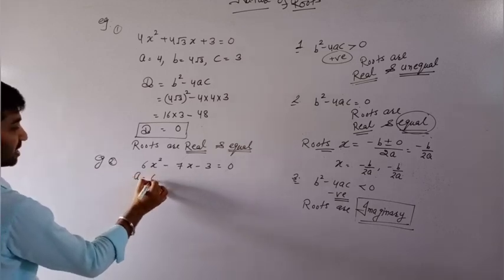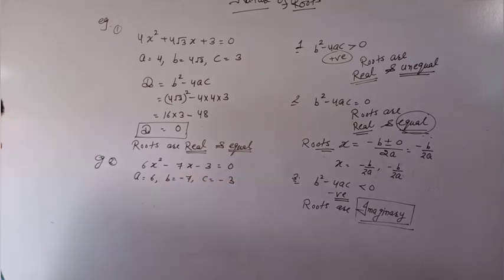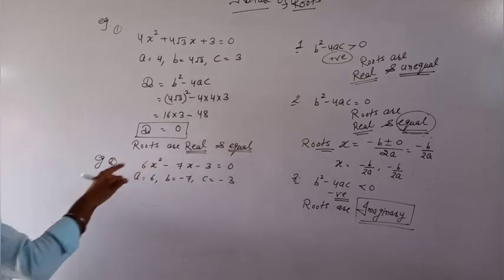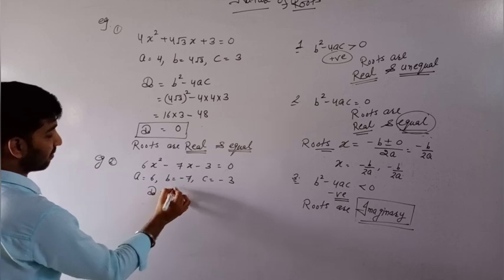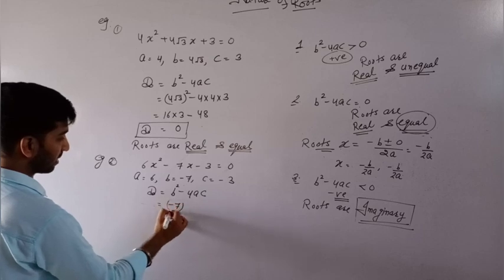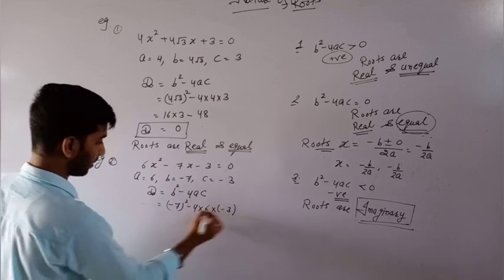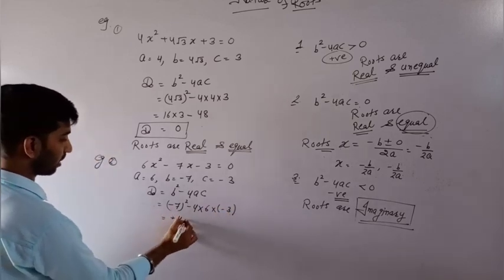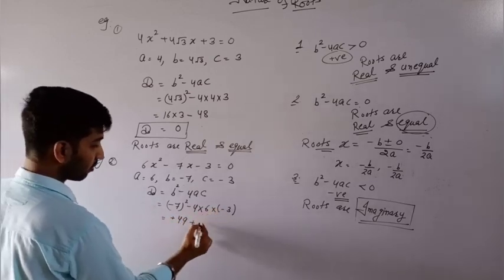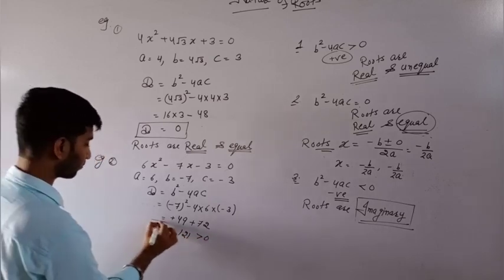a, the coefficient of x square, is 6, b, the coefficient of x, is minus 7, and c, the constant term, is minus 3. If we want to find the nature of roots of this quadratic equation, we have to find the value of d, which is given by b squared minus 4ac. b is minus 7 square minus 4 multiplied by a, which is 6, multiplied by c, which is minus 3. Square of minus 7 is plus 49, minus multiplied by minus is plus, 4 times 6 is 24, 24 times 3 is 72, so 121, which is greater than 0.